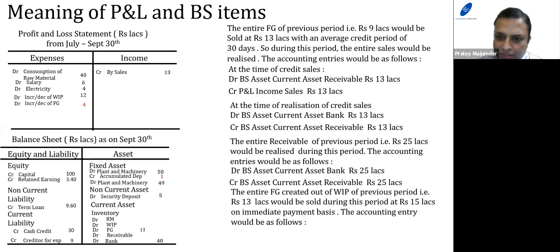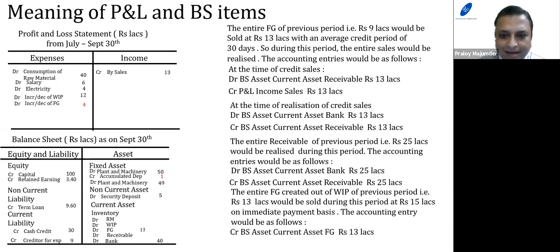Now the entire finished goods out of WIP of previous period, that is 13 lakhs, would be sold during this period for 15 lakhs on an immediate payment basis. So what has happened previously, if you can recollect, the previous period's 12 lakhs has been converted into finished goods at 13 lakhs. Now this 13 lakhs would be sold. When it is getting sold, first finished goods will move out and then the credit sales will take place. So let us look at it.